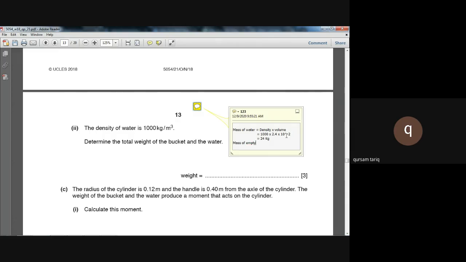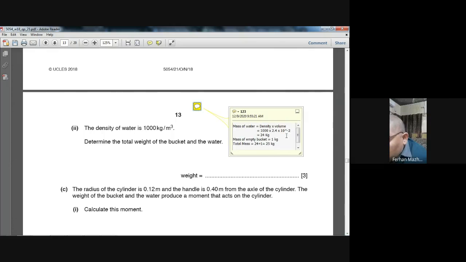It is given in the question: 1 kilogram. That's 1 kg. So the total mass will be 24 plus 1, 25 kg. So what will be the weight?